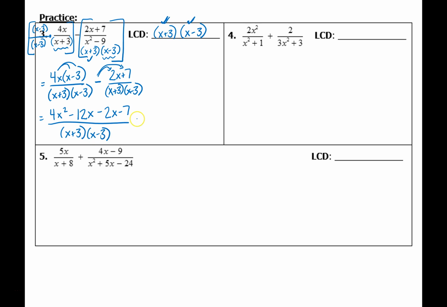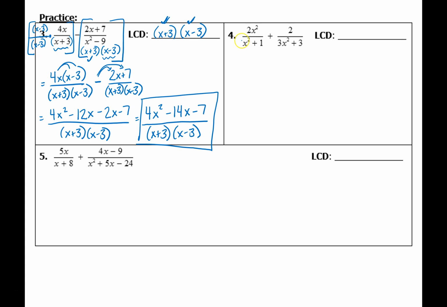All right, I have some like terms to subtract. So that's going to be minus 14x in the center. And then this is not going to factor further, so this one is done. That's prime. Again, it's always a good idea to try to factor the numerator to see if it divides out with anything down in the denominator. Let's try another one of these.